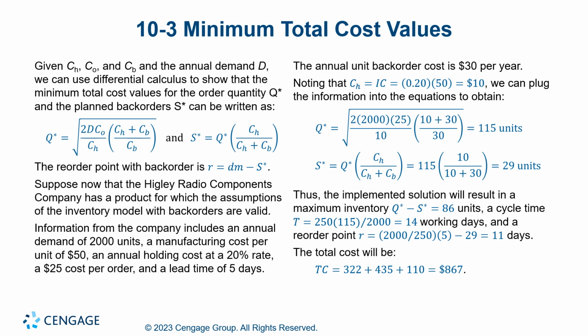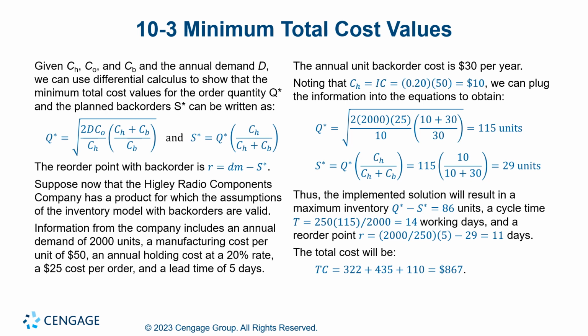The Q optimal is given by the square root of 2 times D times the ordering cost divided by the holding cost, multiplied by this term where we have the sum of the holding cost and the back order cost divided by the back order cost. And to get the optimal planned back orders, S optimal is given by Q optimal times this term where we have the holding cost divided by the holding cost plus the back order cost. And therefore, the reorder point is given by dm minus the S optimal.